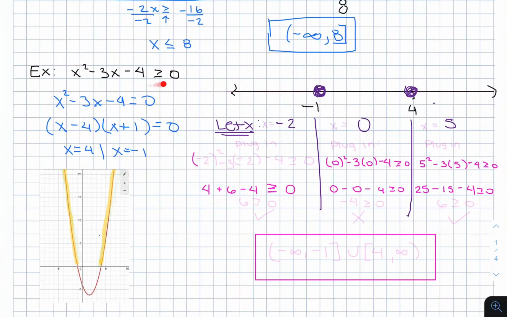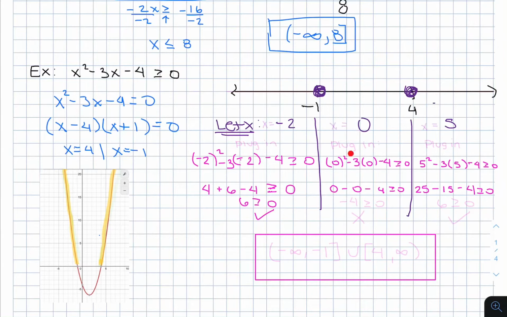So we're going to have -2 squared minus 3 times -2 minus 4, and we're going to see if that is greater than or equal to 0. So we get that in fact 6 is greater than or equal to 0, so that checks out. We can do the same for all the rest of the x cases, so we can go ahead and do that.